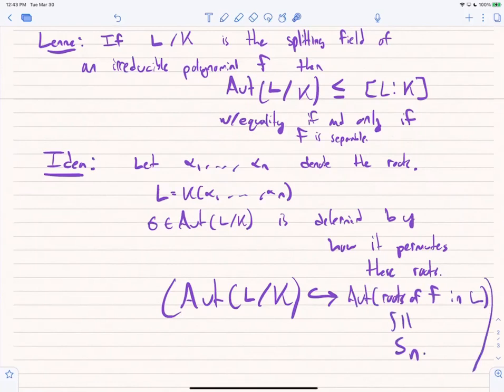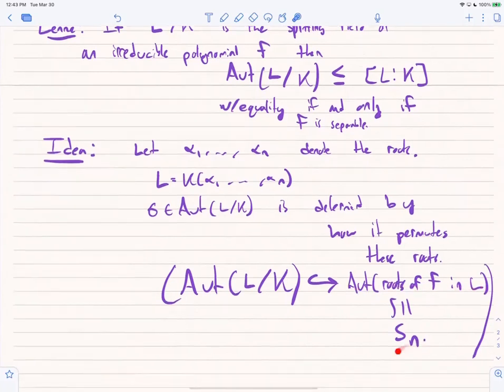You get a map from automorphisms of L over K to automorphisms of the roots of f in L. That means just the set, so this is just permutations of the set. And if you number the roots, this is the symmetric group. Saying that this map is an injection is another way of saying that an automorphism is determined by how it permutes these roots.